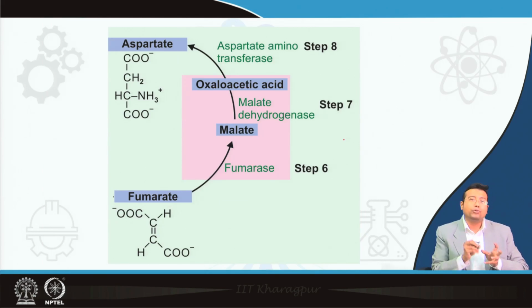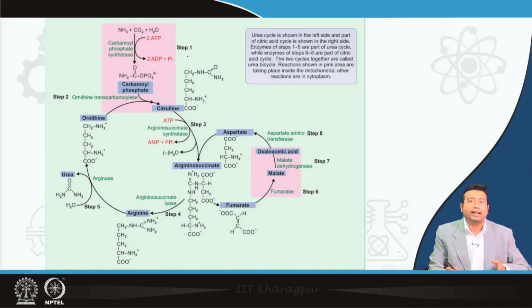Actually, what happens? The fumarate that is generated in the urea cycle is acted upon by the enzyme fumarase, which is acted upon again by the enzyme malate dehydrogenase, which is then converted to oxaloacetate, and oxaloacetate is again transaminated to form aspartate. Alright. But there is a catch. You see the whole slide has 2 different colors. One is the sea green color and there is a pink color. The steps shown in pink color are taking place in the mitochondria.